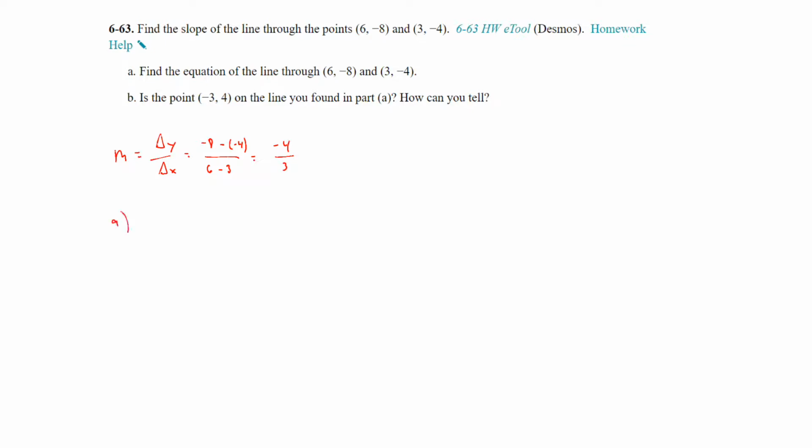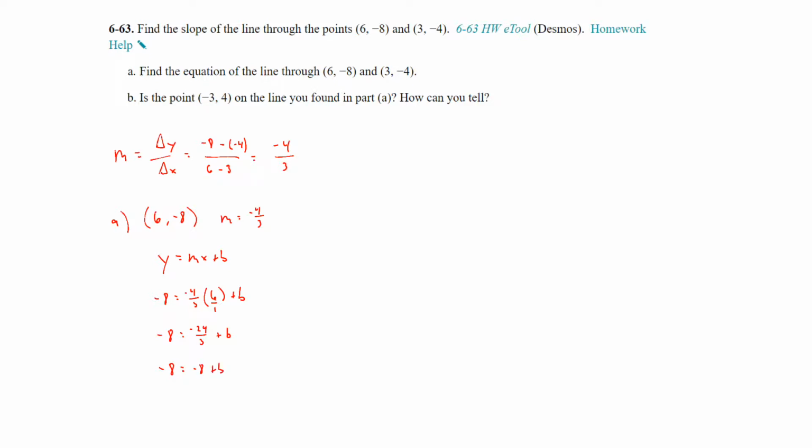On part A, it wants us to find the equation of the line. Well, now that we have the slope, we're going to use the slope negative 4/3. And either one of those points is fine. I'm just going to pick the first one. And we're going to plug that into the equation y equals mx plus b. So negative 8 equals negative 4/3 times 6 plus b. And we're going to solve for b. Remember, this is 6 over 1. So you could do negative 24 divided by 3, which is negative 8. You could cancel the 3 and 6 and get negative 8.